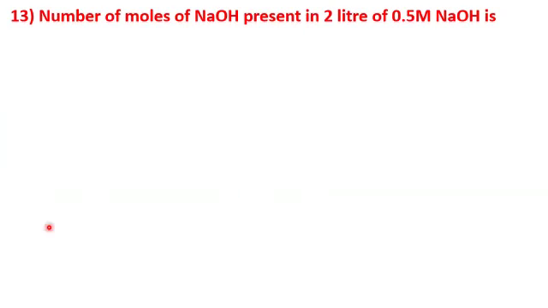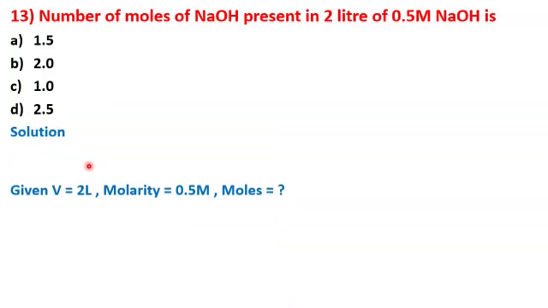Question number 13. The number of moles of NaOH present in 2 liter of 0.5 molar NaOH is: option A 1.5, option B 2.0, option C 1.0, option D 2.5. Let us see the solution.